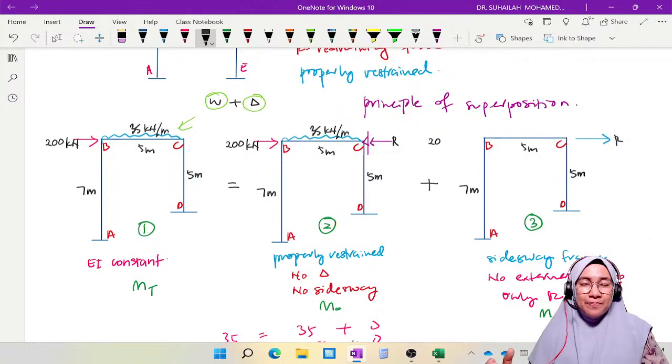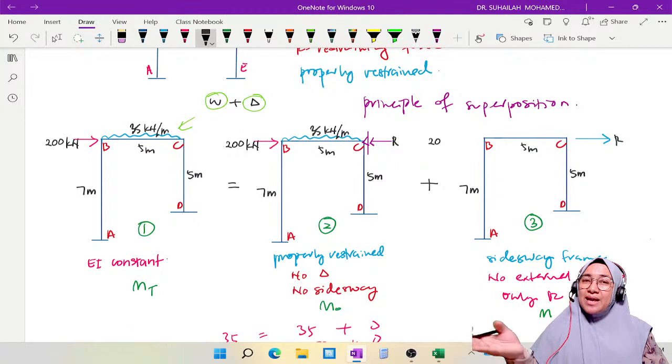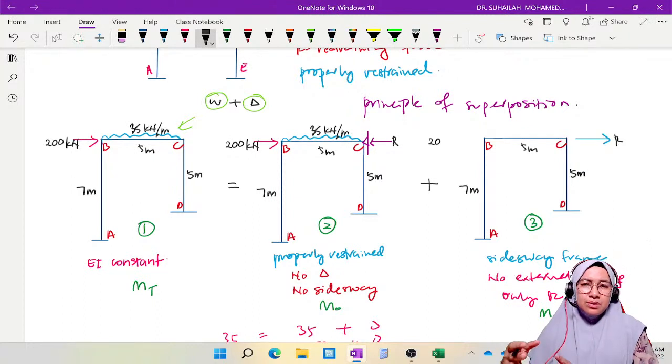That is the direct one. But in this case, diagram number 3, table number 2, we cannot calculate FEM because we do not know the delta value. So what we actually do is use the indirect method. Indirectly we analyze this frame, but not this one. Another diagram.